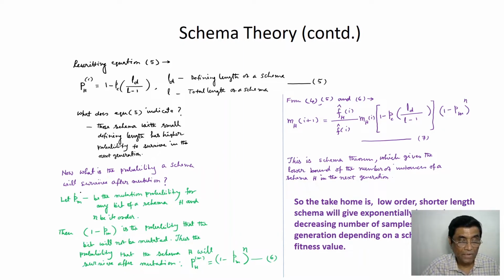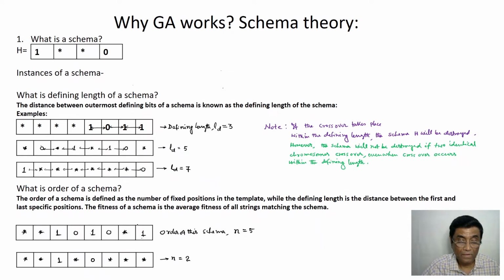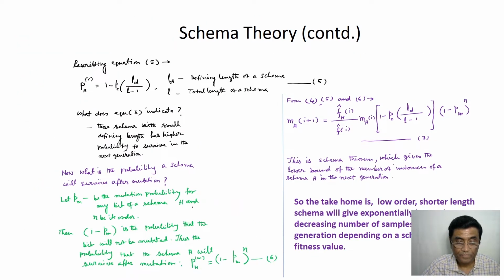We are going to define it here. What is the probability that a schema will survive after mutation? Say small p sub m is the mutation probability for any bit of a schema H, and let n be its order. You already know what order is. The order of a schema is defined as the number of fixed positions. Then 1 minus small p sub m is the probability that the bit will not be mutated. So the probability that schema H will survive after mutation is 1 minus small p sub m to the power n.